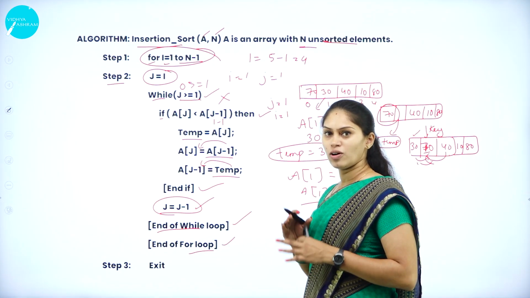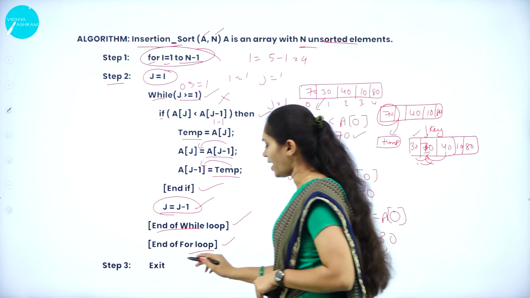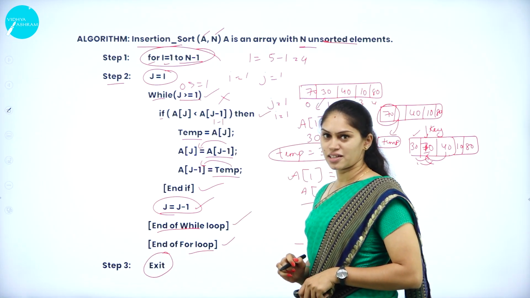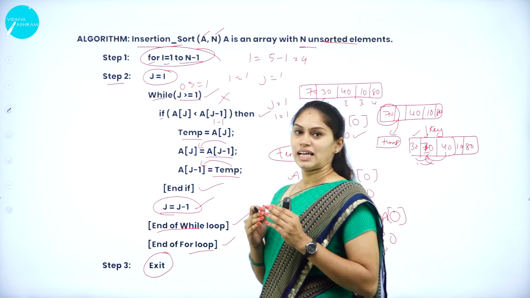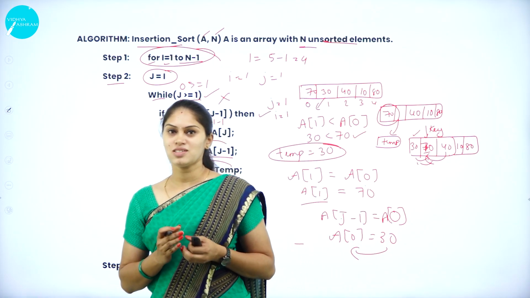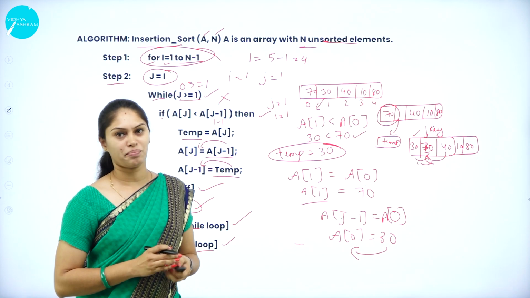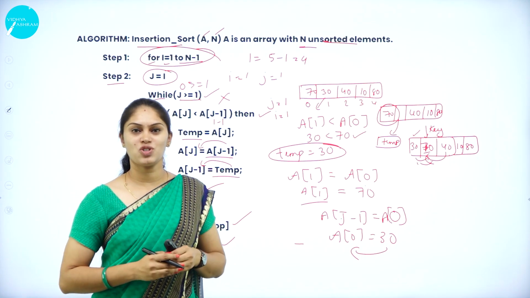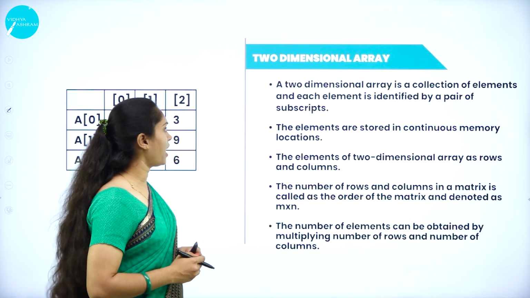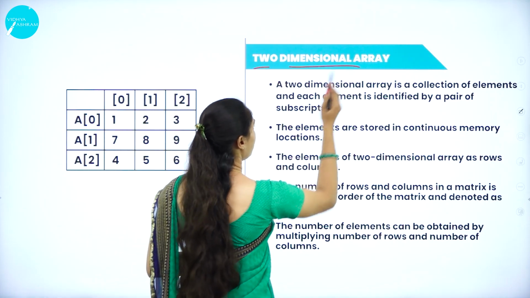So once we got all the elements in the sorted format, then we are going to exit. So this is about insertion sort. I hope you understood insertion sort along with the example and an algorithm. So we are done with one-dimensional array. Now let me move on to the next type, that is two-dimensional array.